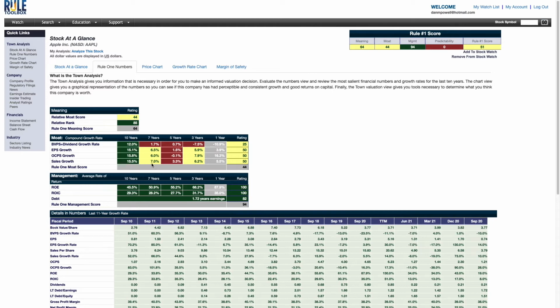And what we'll see as we go down to the 7 years, 5 years, and 3 years is that the compound rate over those years is significantly less. So this might tell us that the growth over recent years is slowing down. That's something we would need to consider when we're looking at Apple. The 5 years growth here, you can see in the red, has actually been really slow, but it's picking up again over the last 3 years.